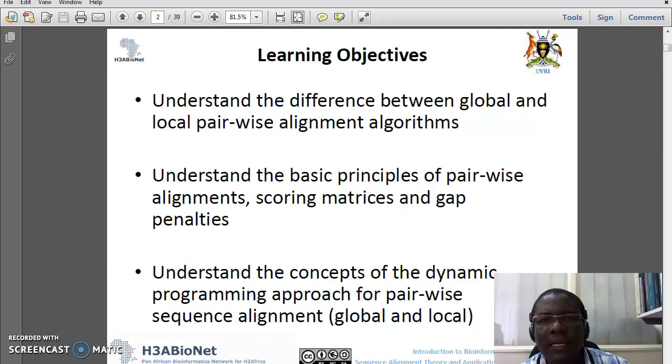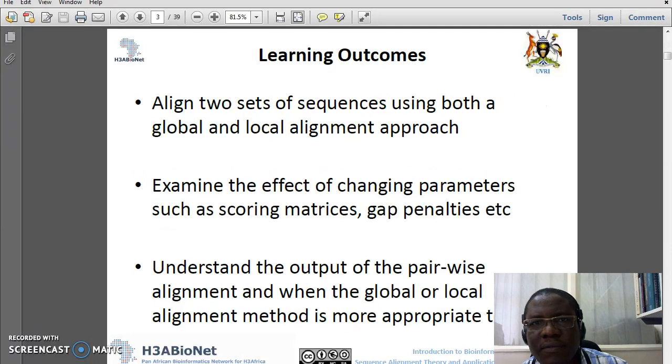In this session, we shall learn about the differences between global and local pairwise alignment algorithms. We shall explore the underlying differences or principles behind pairwise alignments, scoring matrices, and gap penalties. And we shall also look at the concepts of the dynamic programming approach for pairwise sequence alignment, both for global and local. Hopefully, from this session, you shall be able to align two sequences using both a global and a local alignment approach. You shall be able to appreciate the effect of various parameters on the quality of the alignments.